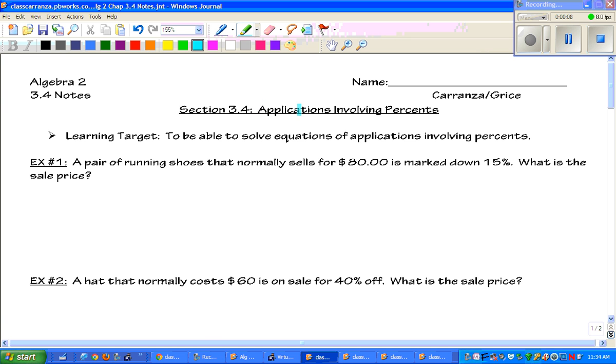Today we are talking about applications involving percents. Our learning target today is to be able to solve equations of applications involving percents. So let's review some of the things we've already talked about.